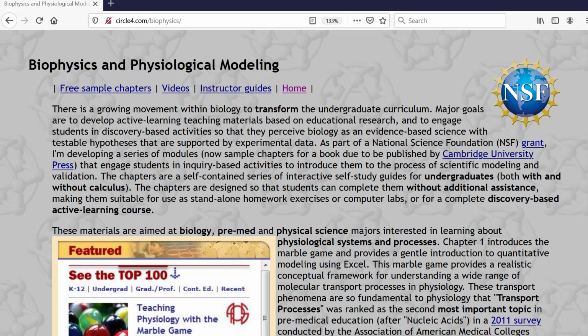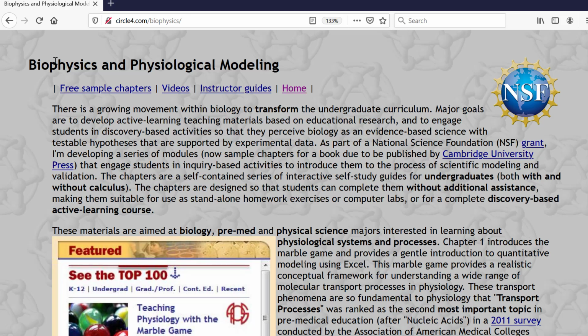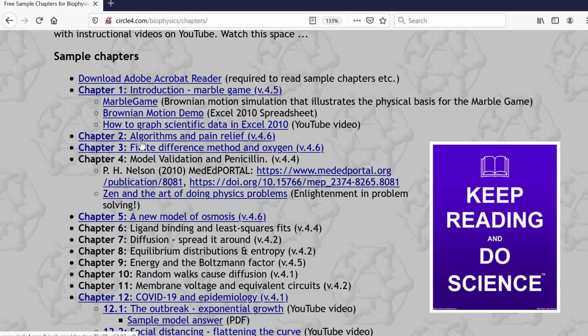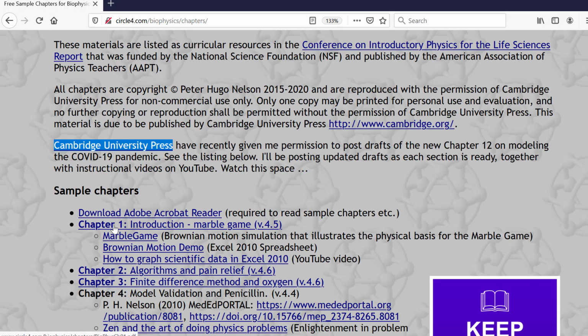Okay, so let's start by talking about where you can find the materials. They're on the web at circle4.com/biophysics. This is the home page for the project, and if you click on the free sample chapters link, it'll take you to the sample chapters for a book that I'm working on with Cambridge University Press. Chapters 1, 2 and 3 are here at the top, but the main topic of this video will be Chapter 12. But before we do that, let's go to Chapter 1.